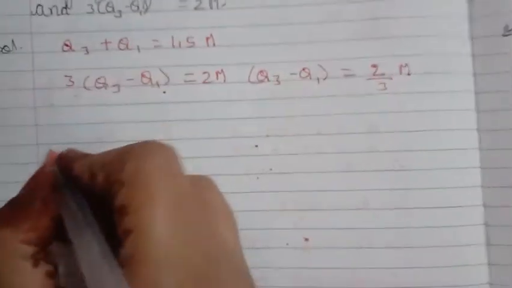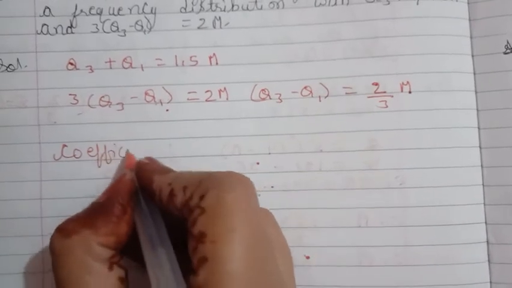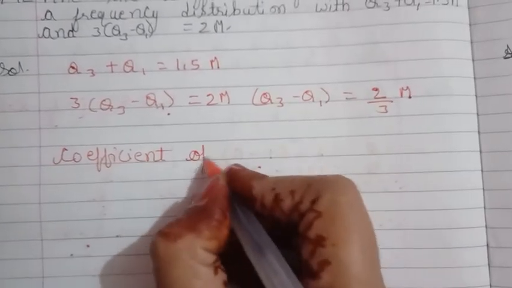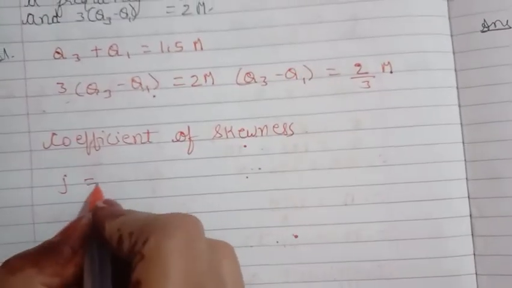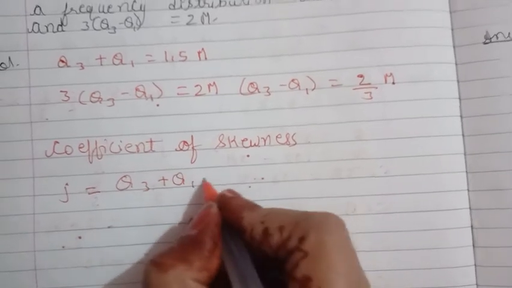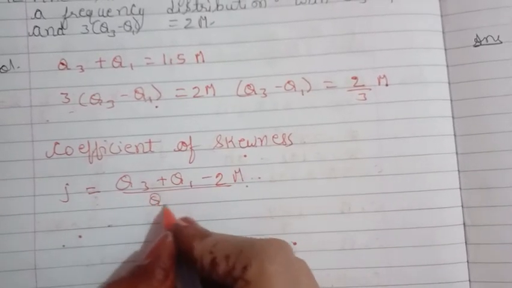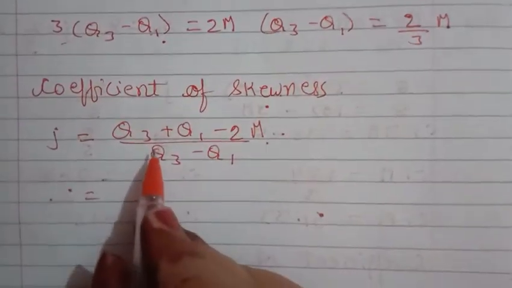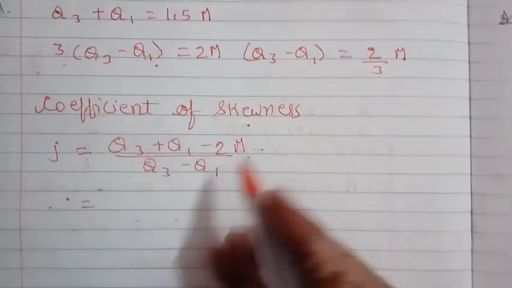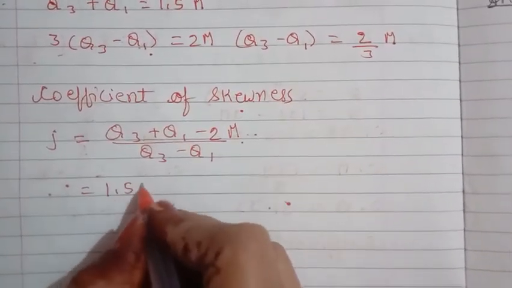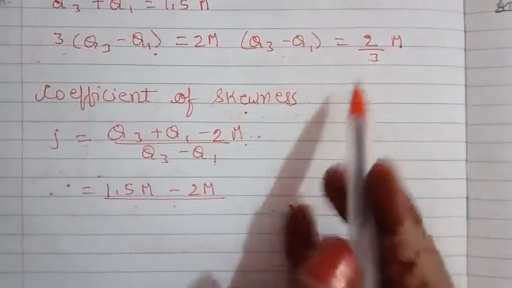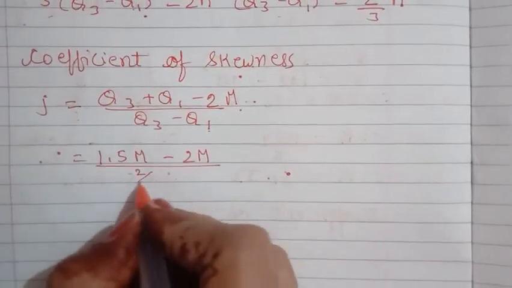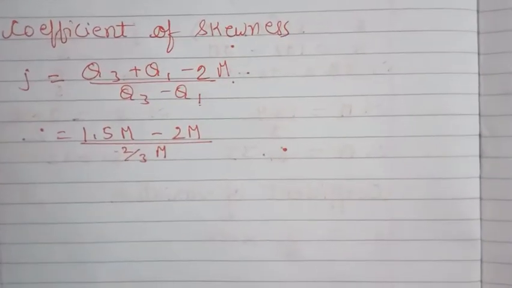Now I will find out the coefficient of skewness. So coefficient of skewness, J is equal to Q3 plus Q1 minus 2m upon Q3 minus Q1. Now Q3 plus Q1 minus 2m. What is the value of Q3 plus Q1? It is 1.5 m minus 2m upon Q3 minus Q1. It is 2 upon 3m.